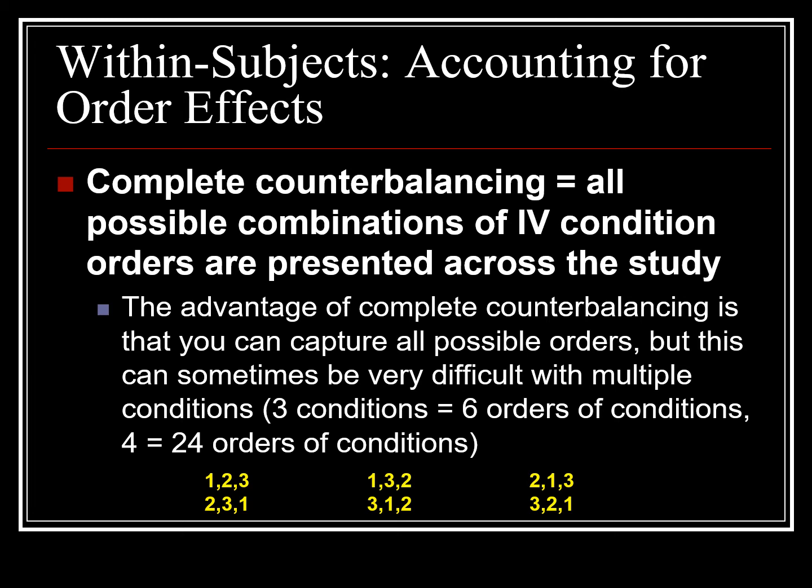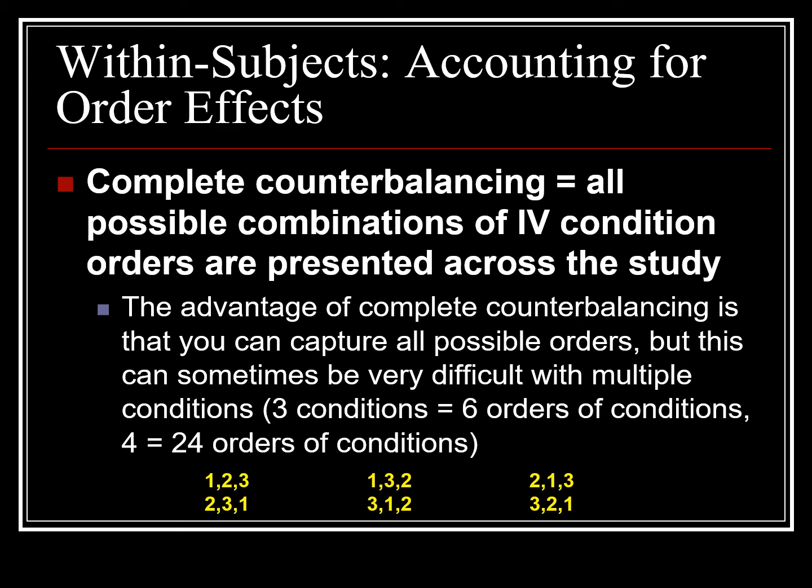The advantage of complete counterbalancing is that you can capture all possible orders, but this can sometimes be very difficult with multiple conditions. So for example, with 3 conditions, as the example I mentioned on the last slide, there's 6 orders of conditions. 123, 231, 132, 312, 213, 321. So even with just 3 conditions, we're basically looking at 6 potential orders that we have to randomize people into. And that means that every time we run this study, there are 6 possible ways we'd run the study. If we had just one more condition, 4, it becomes 24 orders of conditions.